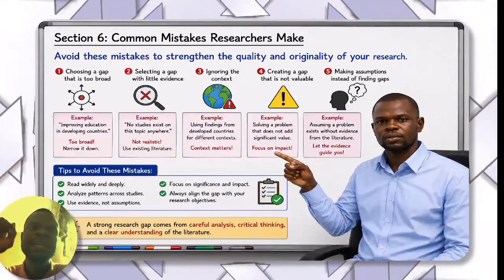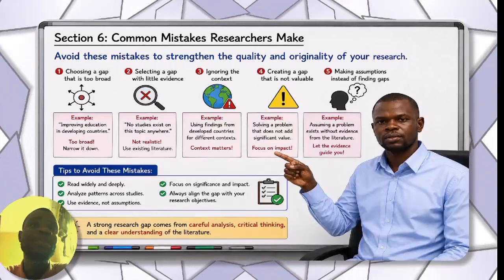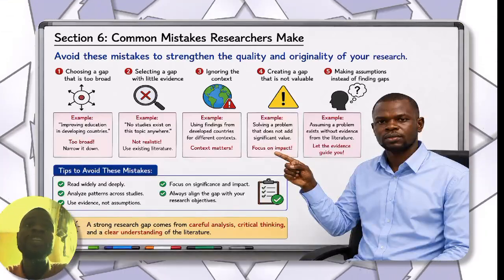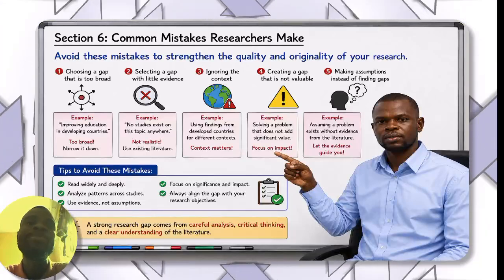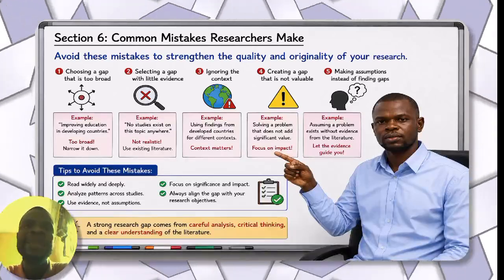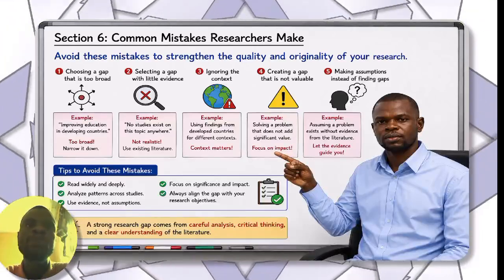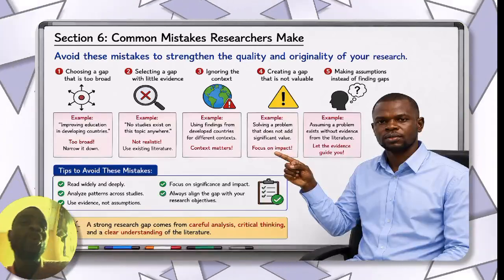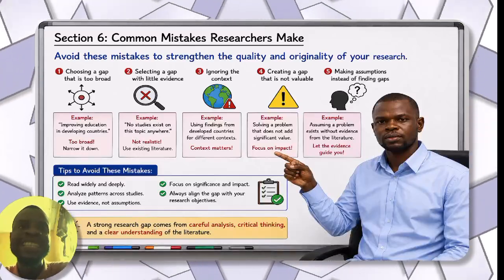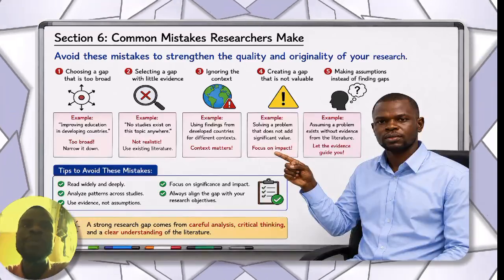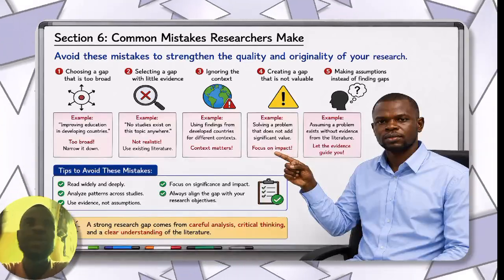Common mistakes researchers make. Many students struggle because they confuse research topics with research gaps. Others choose gaps that are too broad or fail to analyze contradictions in the literature carefully. Some researchers only focus on recent studies and ignore older foundational papers that may contain important insight. Another common mistake is reading papers passively instead of analyzing patterns across studies.